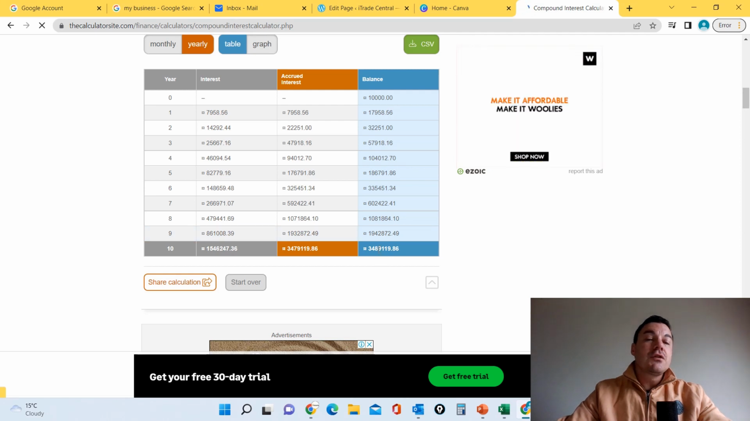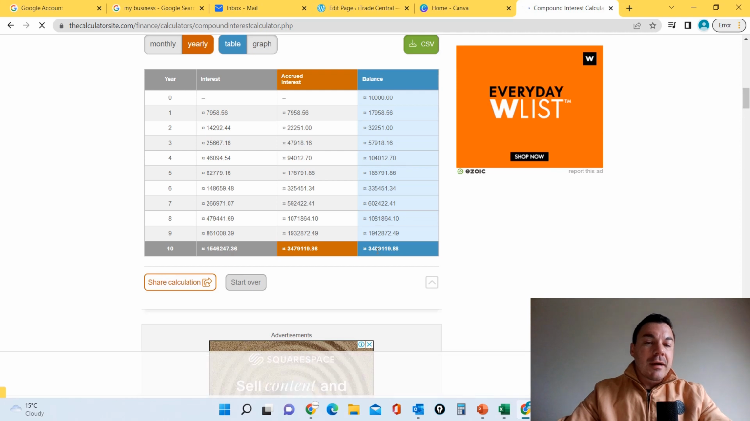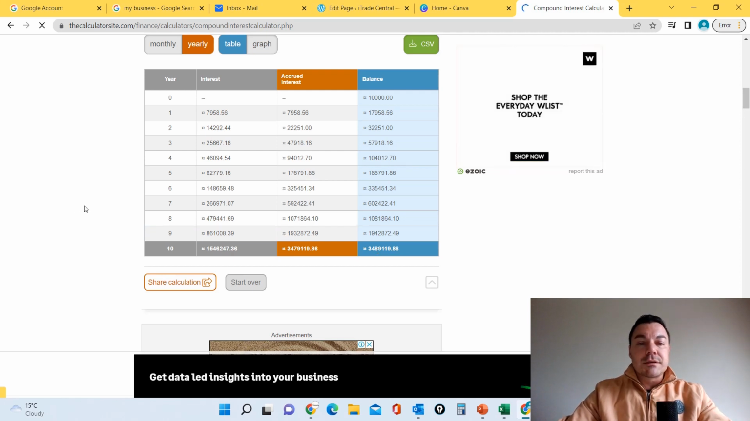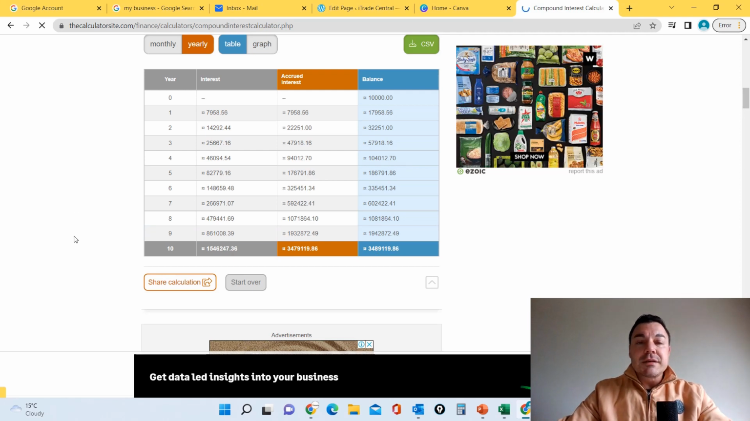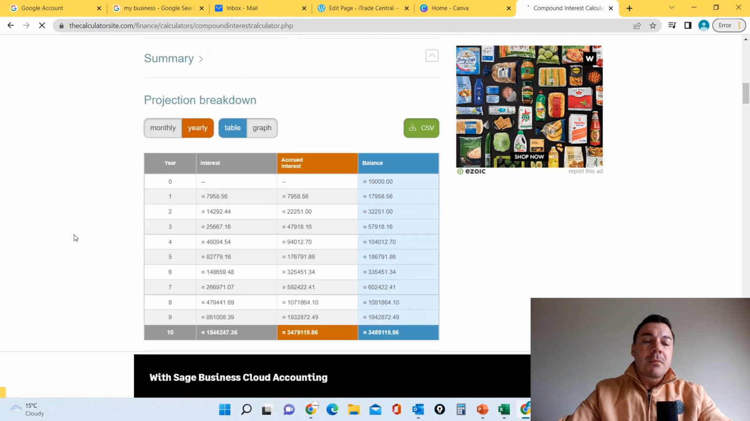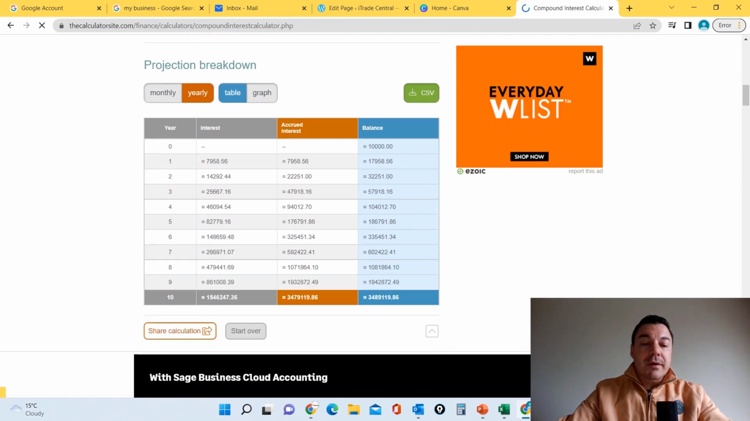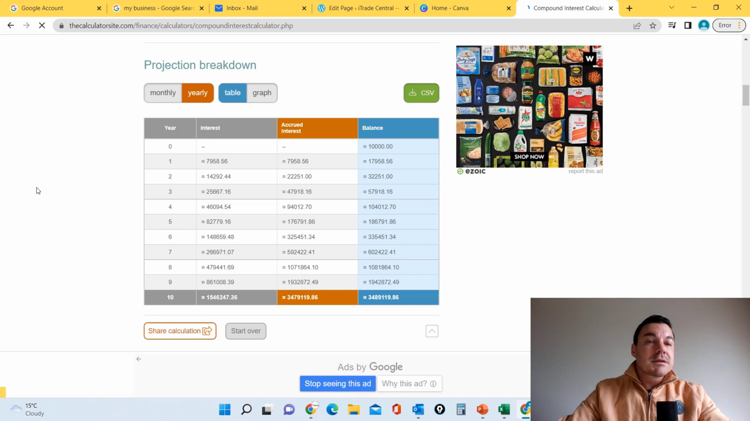So can you imagine if you do this for a period of 20 years, what that's going to look like? Now, I'm not going to run that figure because it looks almost ridiculous and you won't believe me. But guys, you're welcome to go and find any compound interest calculator that you want to go out there and have a look at these figures. Make sure it's accurate though.